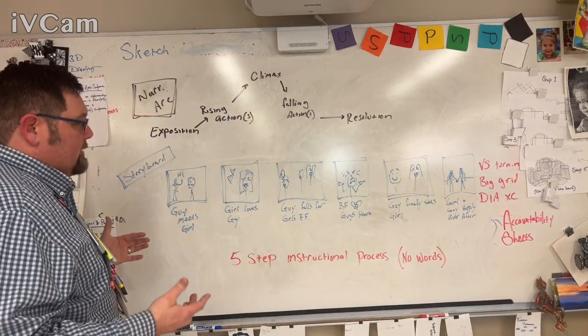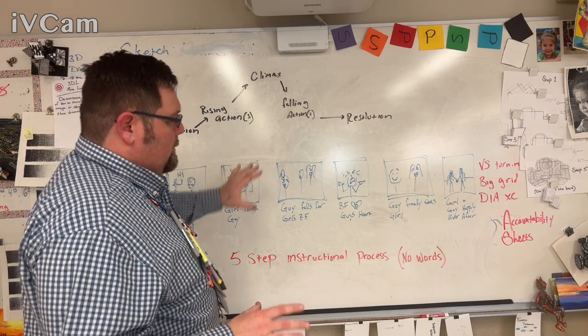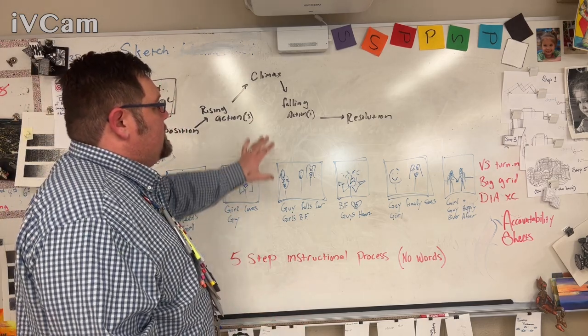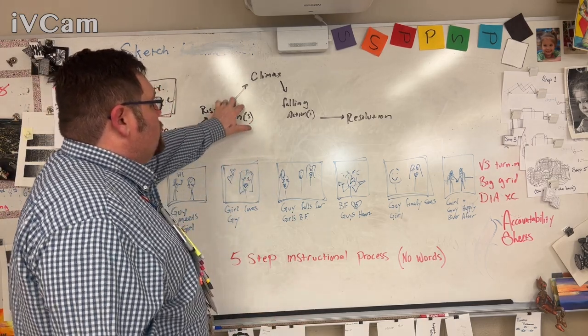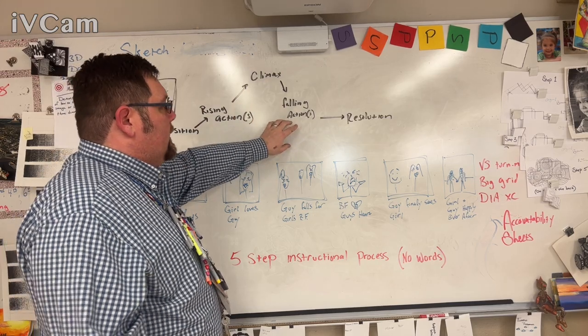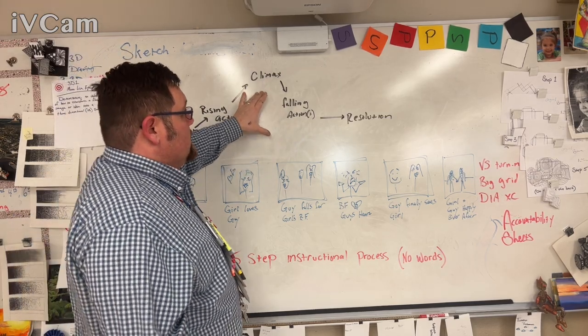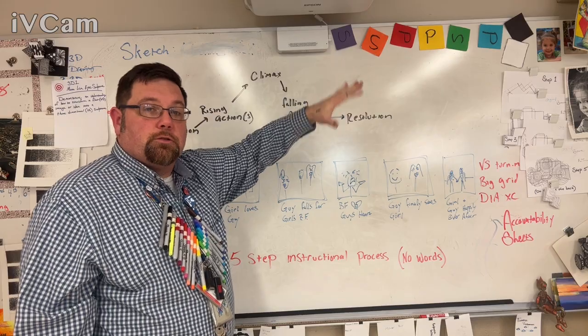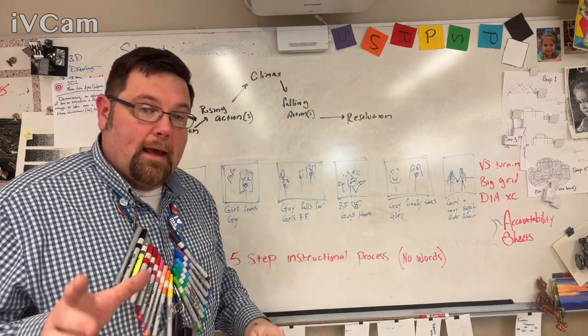When you're doing this, because you only have 5 steps, you might have 2 rising actions, no falling actions. You might just go from your climax to your resolution, but we'll talk about that in a minute.